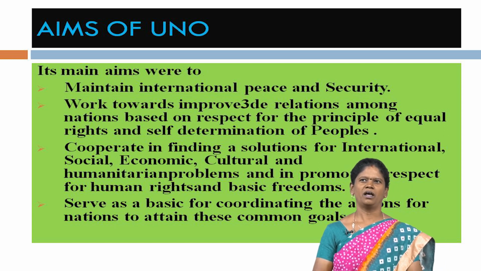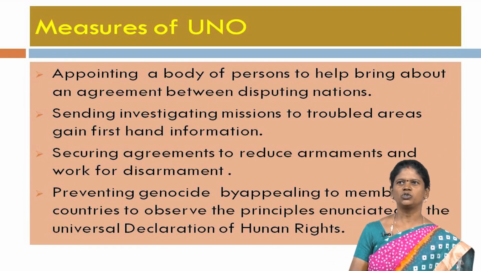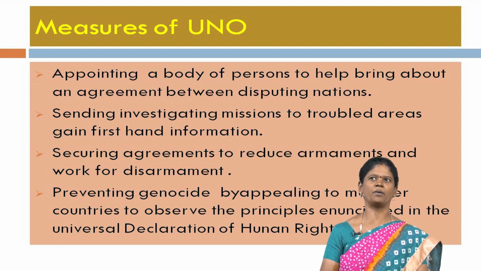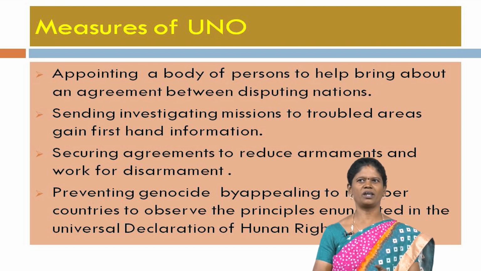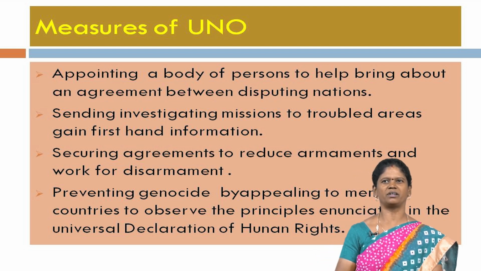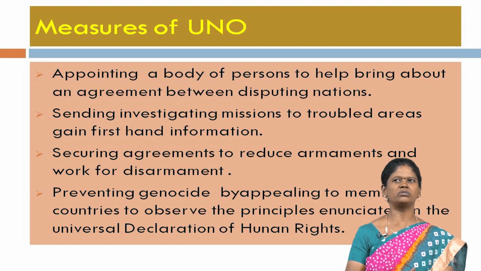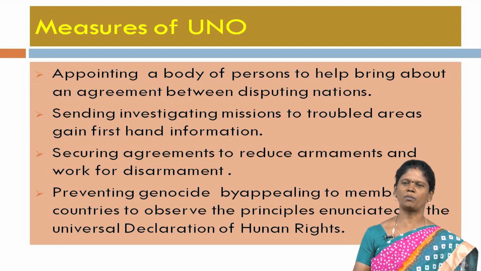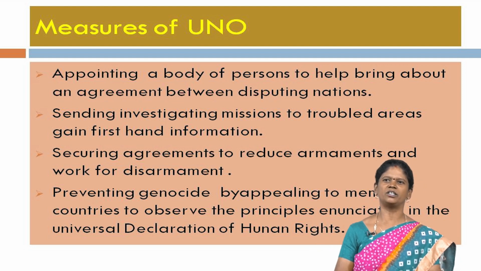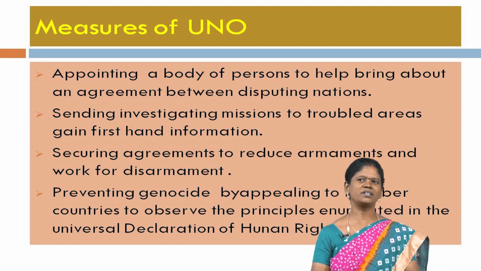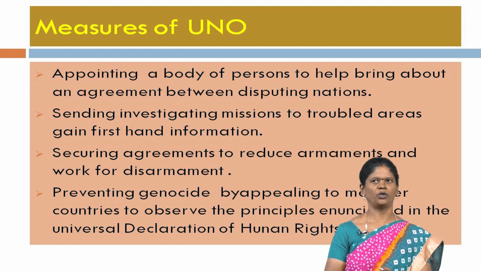Measures of UNO: appointing a body of persons to help bring about an agreement between disputing nations, sending investigating missions to trouble areas to gain first-hand information, securing agreements to reduce armaments and work for disarmament, and preventing genocide by appealing to member countries to observe the principles enunciated in the Universal Declaration of Human Rights. So these are the measures of UNO.